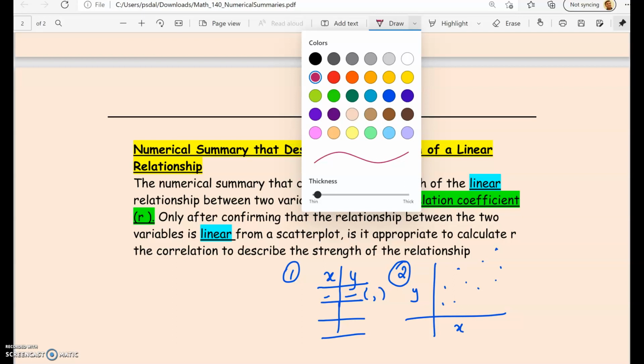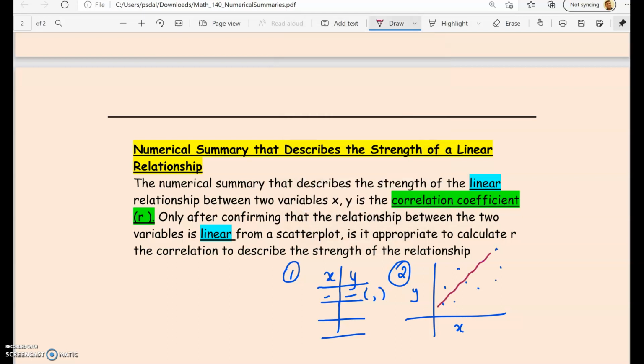And when we see something like this, we see an overall pattern of a straight line. If the pattern is a straight line, we call it a linear pattern. If it is linear, then the next step is to calculate the correlation coefficient. And the letter that we use for the correlation coefficient is R, a number.